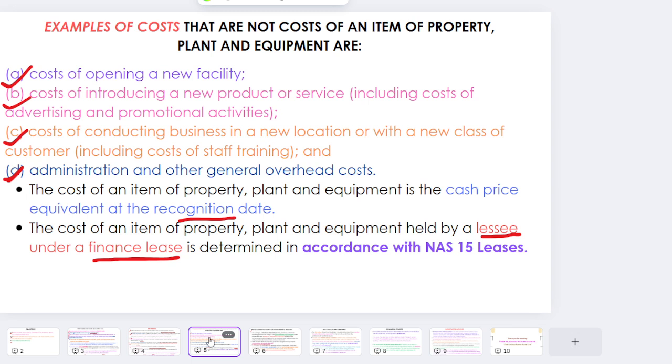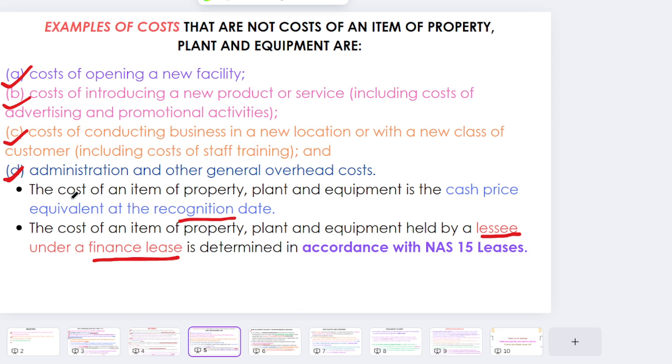Okay. Now, what type of cost would not be part of the acquisition of property, plant and equipment? For example, the cost of opening new facilities would not be considered here. The cost of introducing a new product or service, including the cost of advertising, promotional activities, and marketing, will not be part of the cost. And next is the cost of conducting the business in a new location. For example, if you shift your business from, let's say, Biratnagar to Birganj, then whatever expenses you bear, including staff training, will not be part of the cost of equipment. Including administration and other general expenses, overhead is not considered, right?